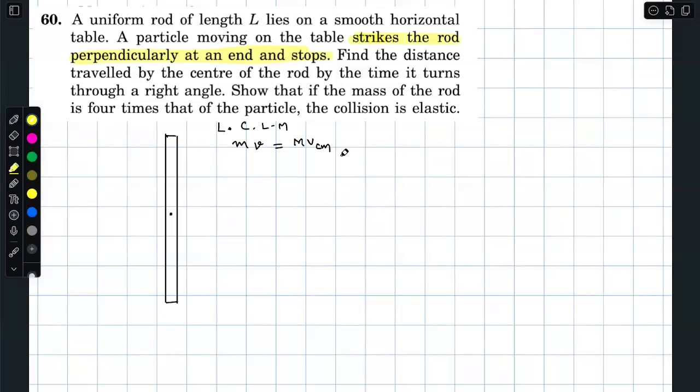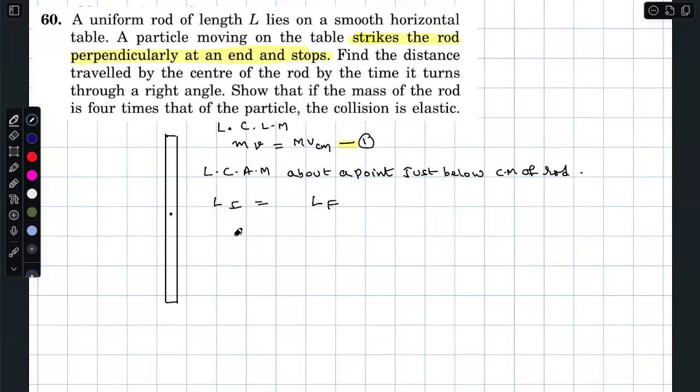No issues. Okay, first equation is done. First part is done. Any doubts on this? Next. Now, what is the best point? Law of conservation of angular momentum. About a point. What is my reference point always? About a point just below the center of mass of the rod. Right. So therefore, L initial is L final.